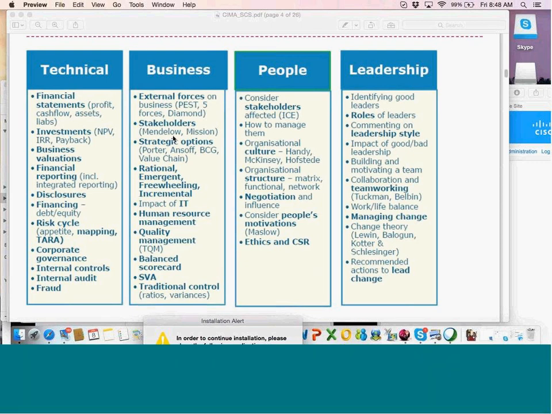Then we talk about the PESTEL, right? Political, economical, social, technological factors you need to consider, right? Five forces, the diamond model. So this is all related to our business, okay? And it's not that the examiner will ask you a question on what are the five forces, but rather the application of it, right?